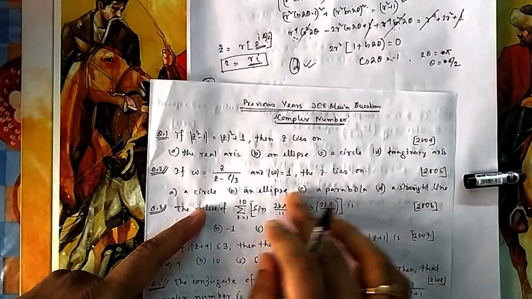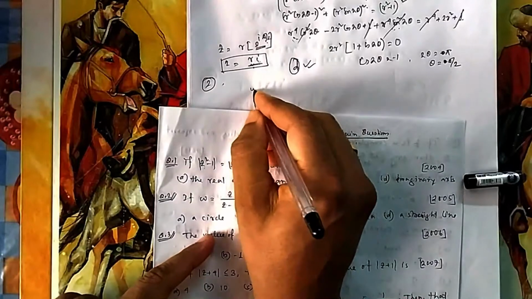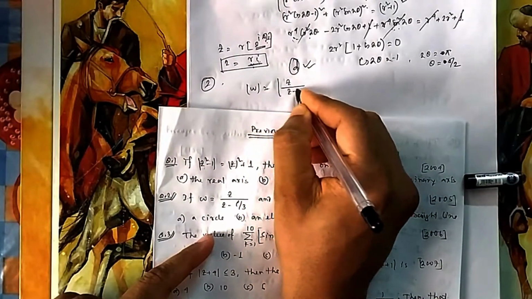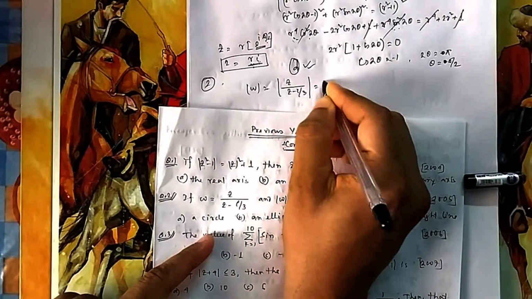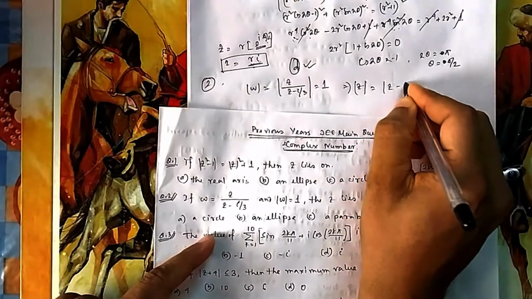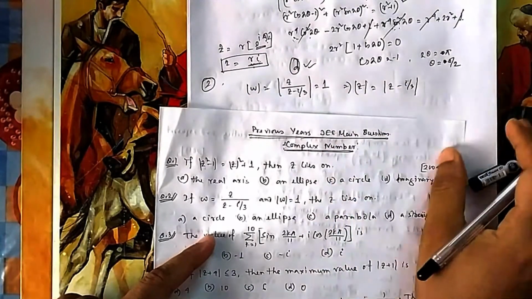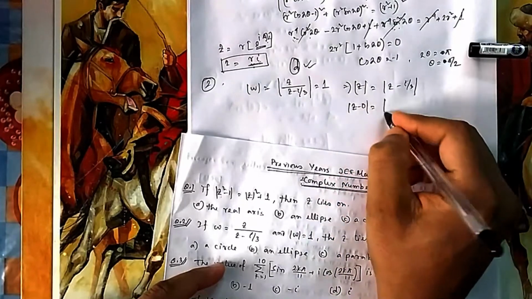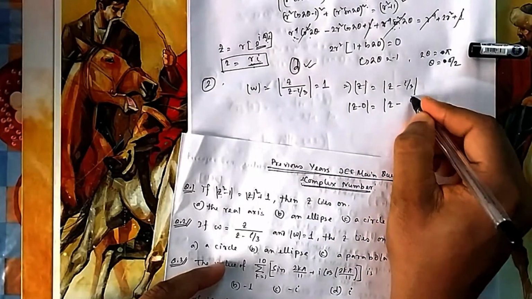So you take mod on both sides because mod w is given to you. So mod w is equal to mod of z minus i by 3, and this is equal to 1, which implies mod z equals mod z minus i by 3. Now this one we have explained extensively. This one we can treat as mod z minus 0, and this is mod z minus i by 3.